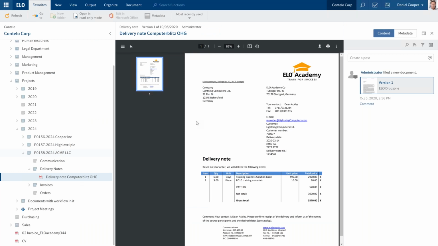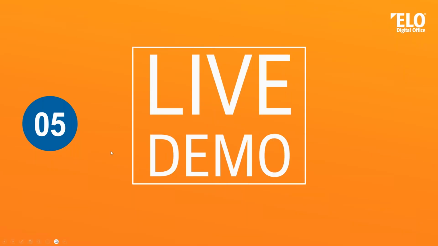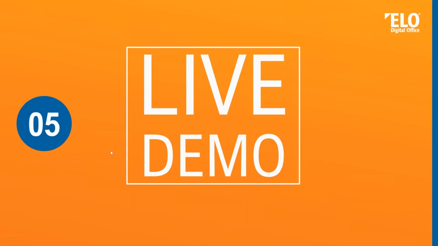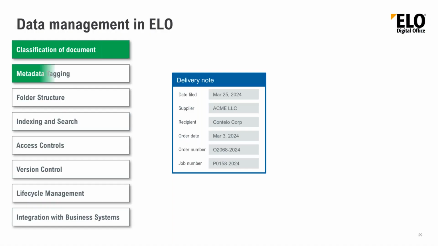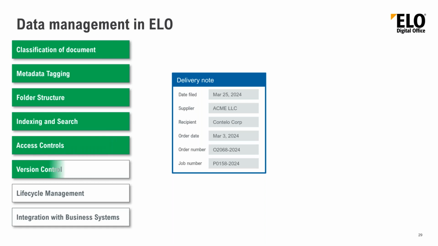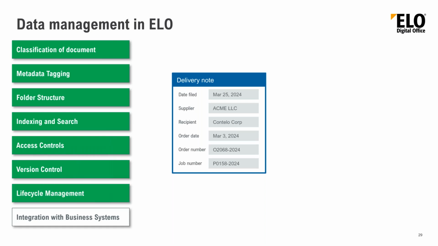So those are the options and permissions for data management, but there are some more things which we have to think of. So data management in the ELO ECM suite. As I said, classification of the document, metadata, tagging, folder structure, indexing and search, access control, version control, lifecycle management.